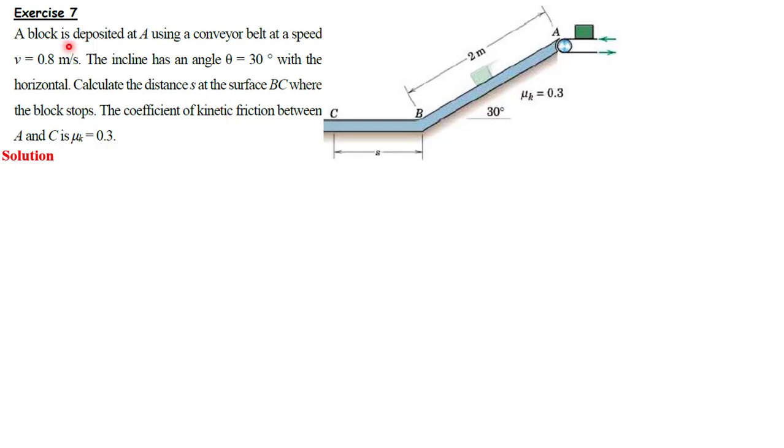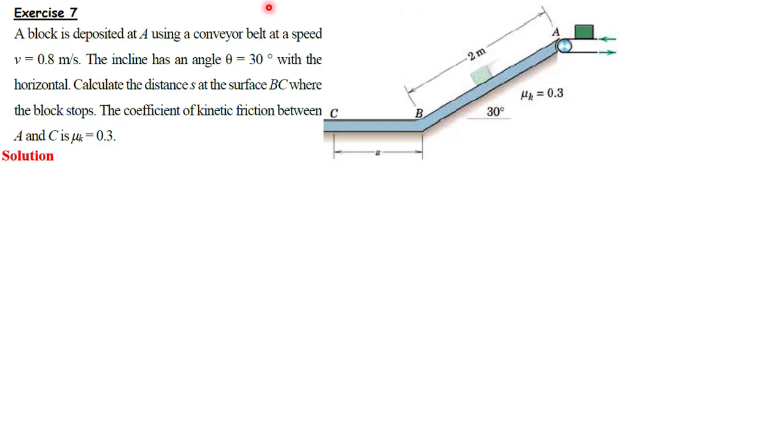A block is deposited at A using a conveyor belt at a speed V equals 0.8 meter per second. The incline has an angle theta equal 30 degrees with the horizontal. So we have a block A deposited at A here on a conveyor belt. So we have here like a tapis roulant where we deposited a particle at A.